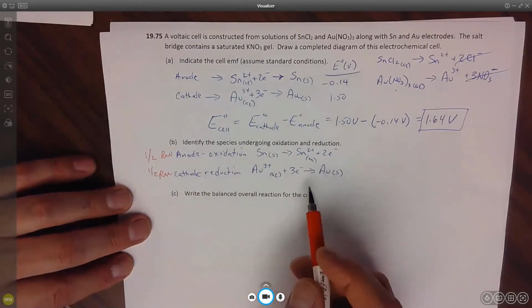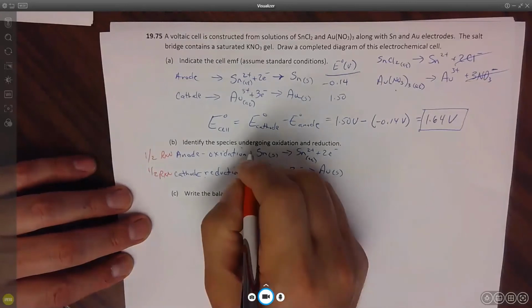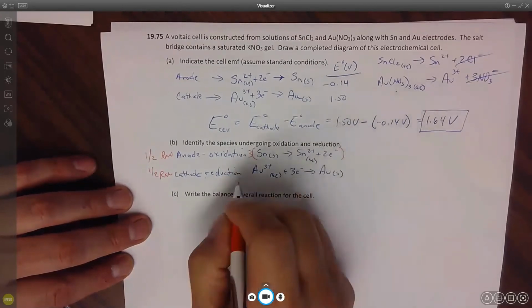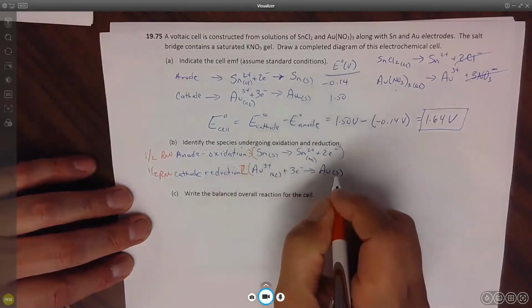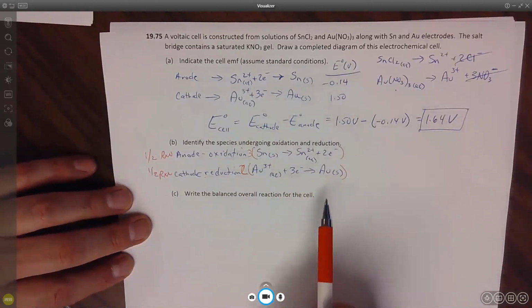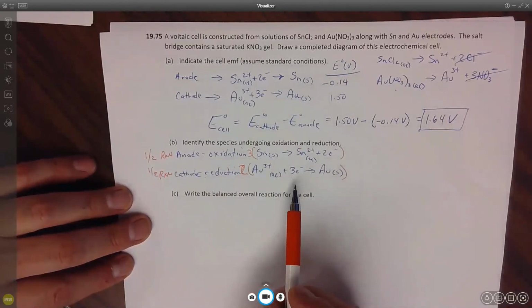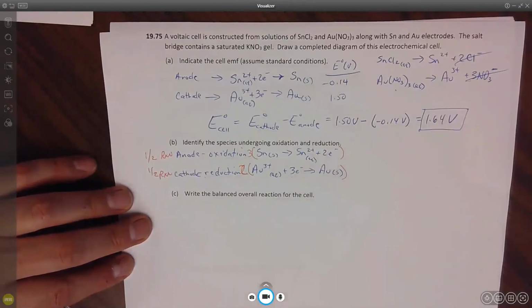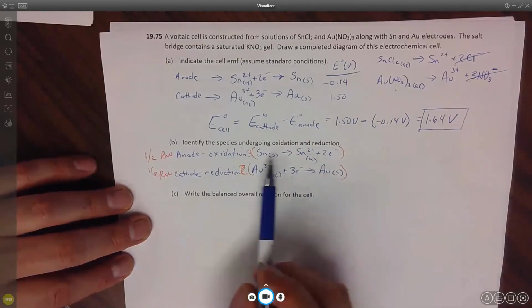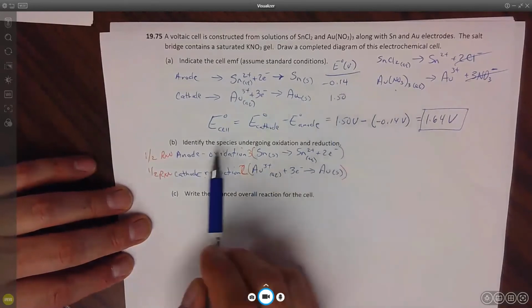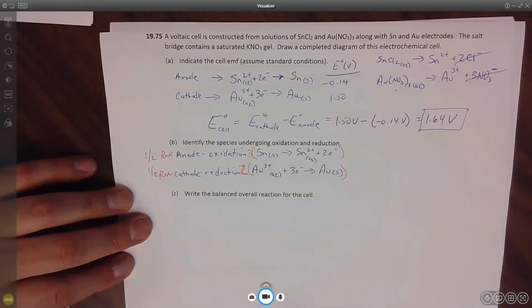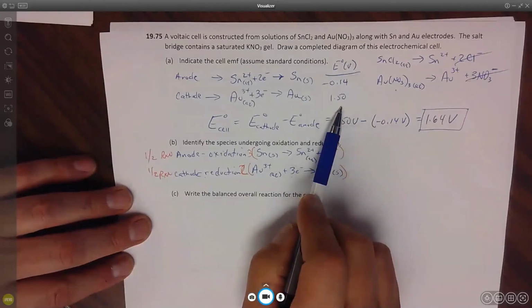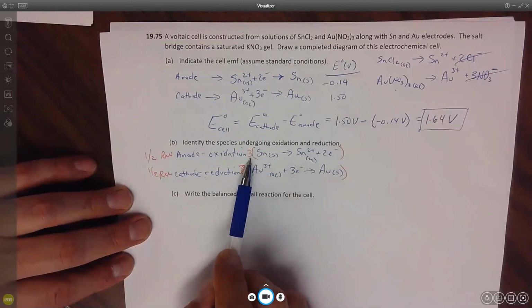If you can't think of what it is, if this is 3, I can multiply this by 3. And if this is 2, I'll multiply this by 2. Now, you might have to simplify in the end if there is a lower common denominator. In this case, there isn't. 6 is the lowest common denominator between 2 and 3. So now, Hannah, how did multiplying the tin by 3 affect its reduction potential, or in this case, oxidation potential? It doesn't. It's an intensive property. That's right. So these potentials are intensive properties, so it doesn't matter what you do to the coefficients.